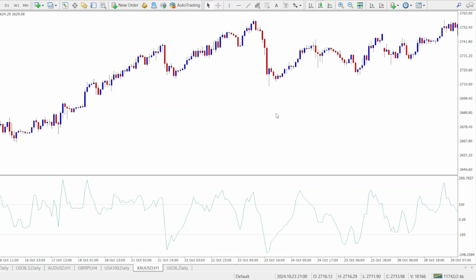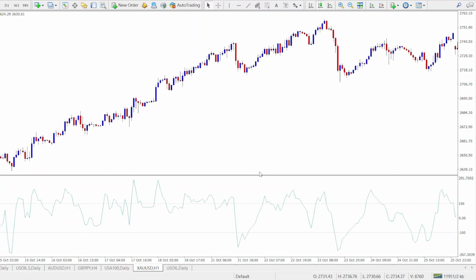There are two main types of divergence. The first is bullish divergence. In the case of a bullish divergence, it happens when the price is making lower lows, but the CCI is making higher lows. This is a signal that the market may be ready to reverse to the upside.